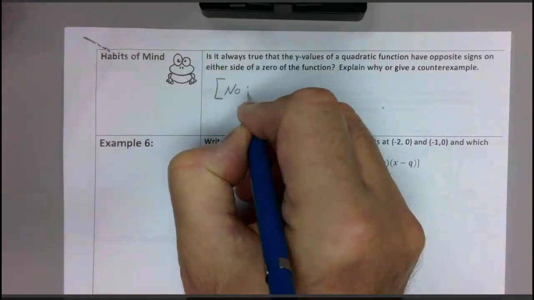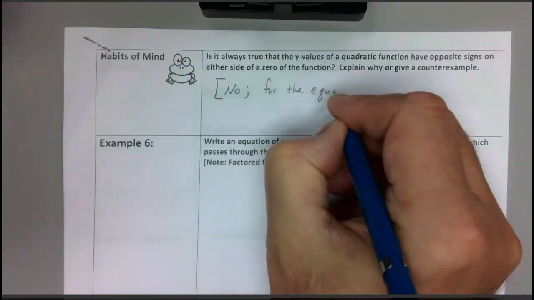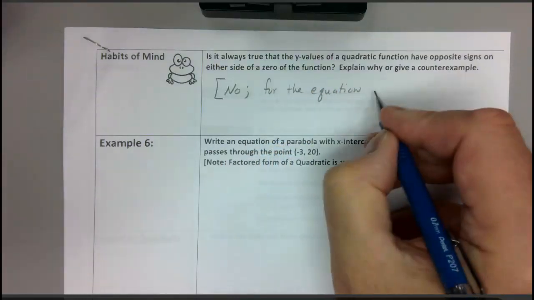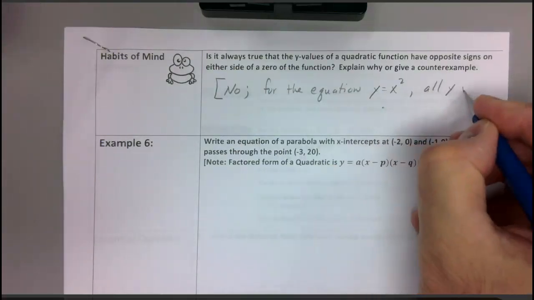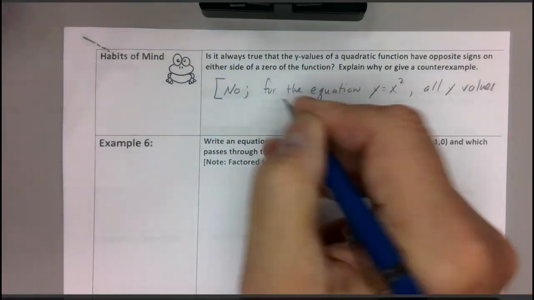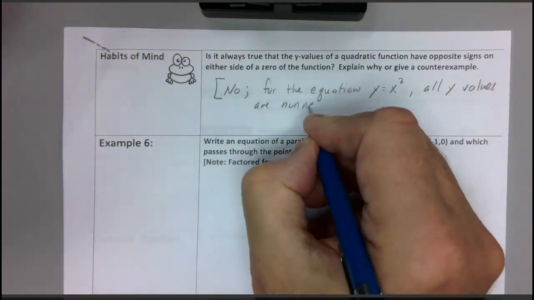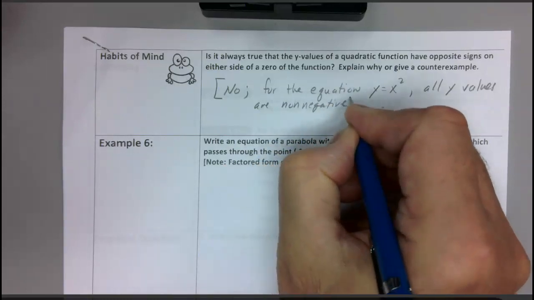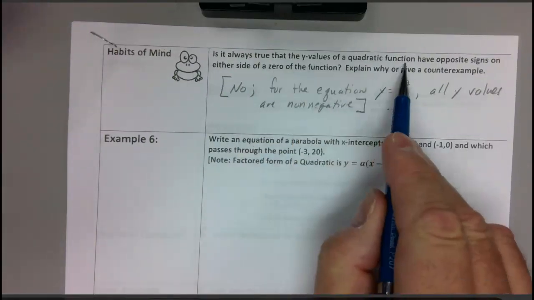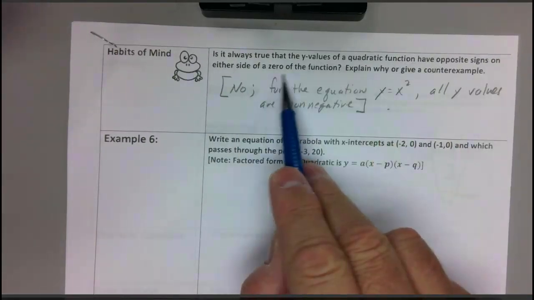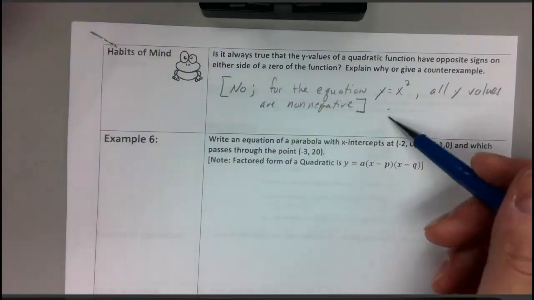because for the quadratic equation y equals x squared, all y values are non-negative. Okay, so is it always true that the y values have opposite signs on either side of the 0 of the function? No, that's not true. All y values are non-negative. You plug them in there.